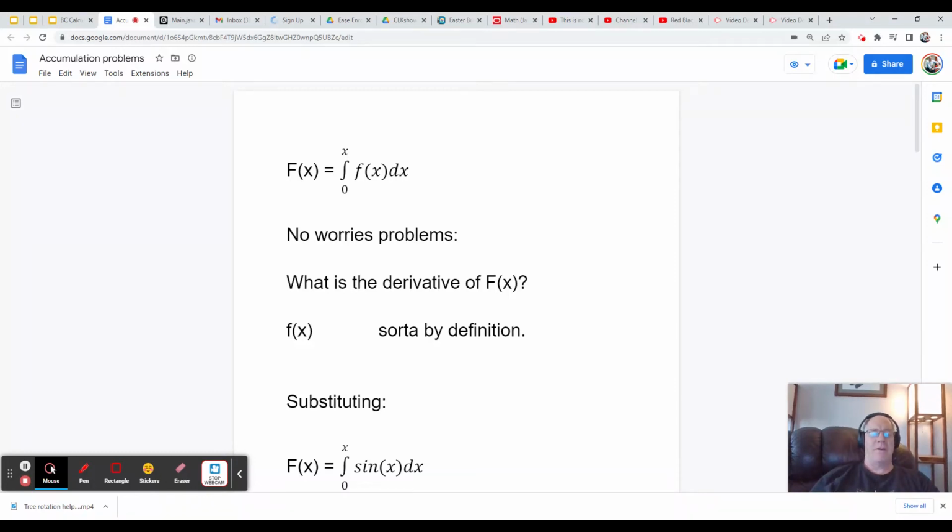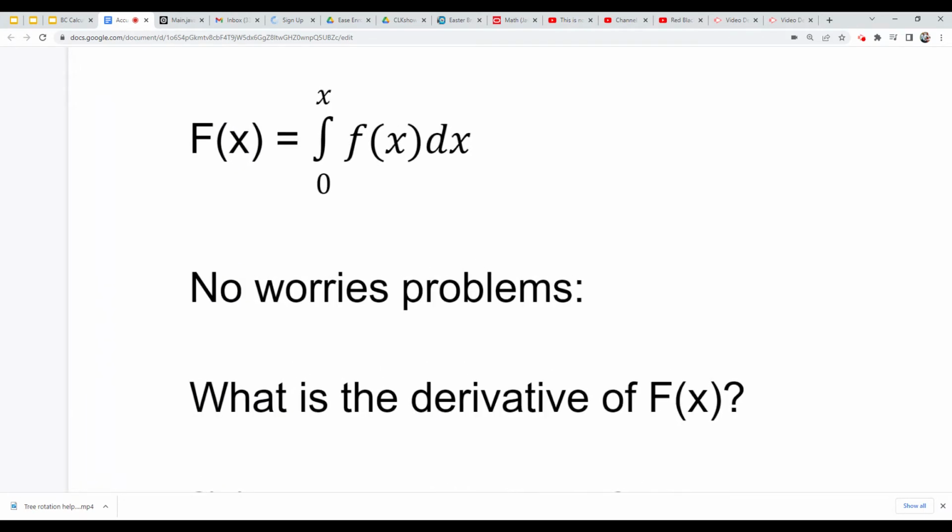Hi, Chris Kuzma here. Today we're going to talk about creating problems involving the accumulation function. So the accumulation function is F of x equals the integral from 0 to x of f of x dx.